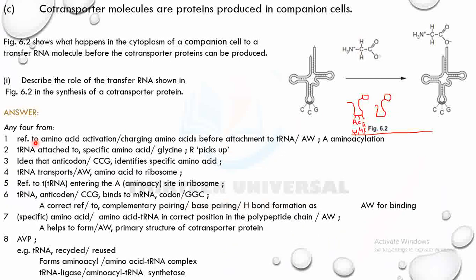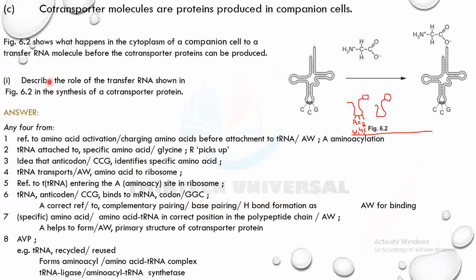So to start from the beginning, reference to amino acid activation, or charging the amino acid before attachment. The amino acid is charged first, called aminoacylation. So tRNA is attached to a specific amino acid. Every tRNA binds to a specific amino acid because their anticodon determines the amino acid they bind to. This is very important. The idea that the anticodon, which is CCG here, identifies a specific amino acid, helps you to identify it. Then tRNA transports the amino acid.